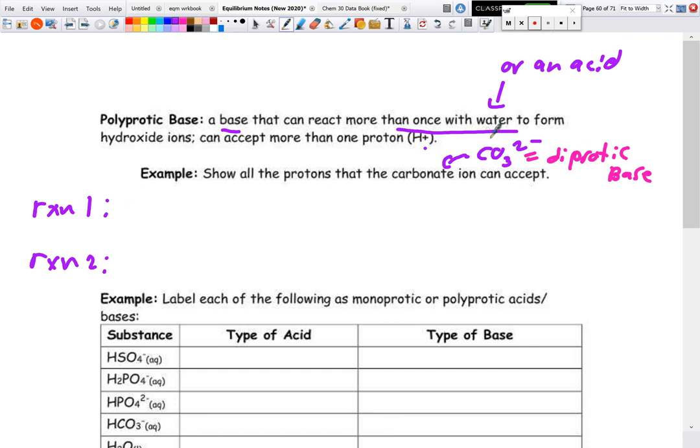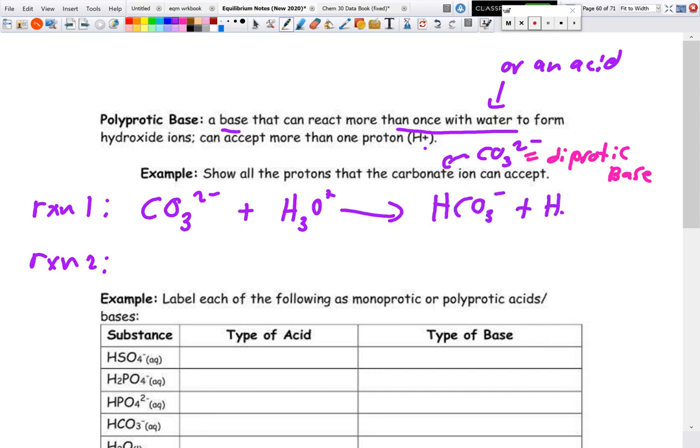Now I know up here in the definition I said react with water, but I'm going to have it react with hydronium in this case, because we're going to assume the same thing. We want to react it with a strong acid so that we know it's going to completely take the hydrogen ion that's there. So for example, in reaction 1, our carbonate ion can react with an acid. Same thing, we're adding the strong acid in excess so that it completely transfers the hydrogen onto the carbonate ion.